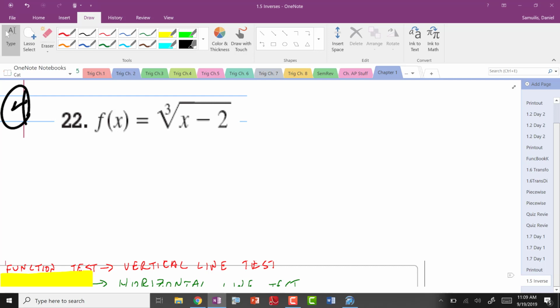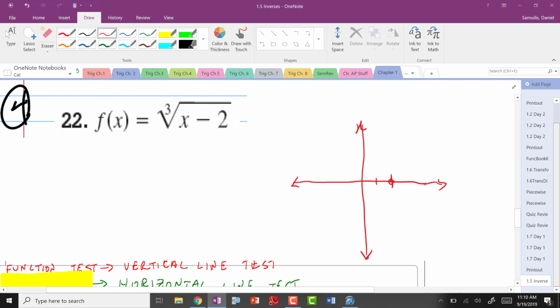What would be the starting point for graphing this? What would I plug in first? 2. Do you remember that day before the translation day? I said, be smart in how you graph things. How you graph things is you plug in what makes that 0 on the inside of the function. Plug in 2, I get 0. The cube root of 0 is 0.